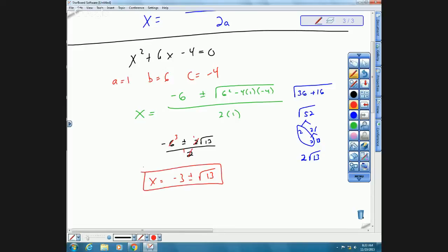So there's my 2 answers. Negative 3 plus the square root of 13, negative 3 minus the square root of 13. This one is more methodical, step-by-step, kind of less thinking than complete the square. It's just, like I said, you plug it all in and then it's a big simplifying problem.